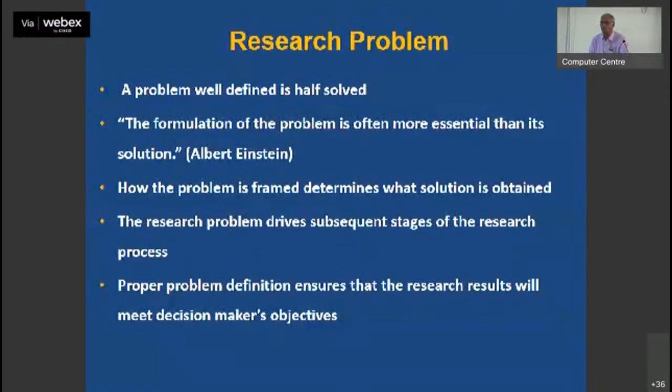A problem well defined is half solved. So if you are able to generate a proper research question, you are on the right track and you will be able to complete your task within the given time. The formulation of the problem is often more essential than its solution. Einstein. How the problem is framed determines what solution is obtained. The research problem determines the subsequent stages of the research process. Proper problem definition ensures that the research results will meet decision makers' objectives. So, selection of the topic is very important.